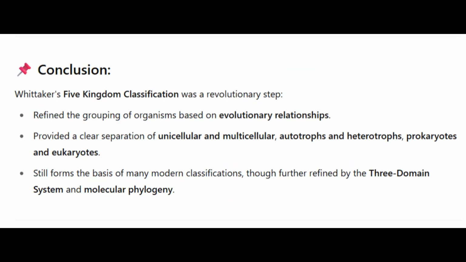Conclusion. Whittaker's 5-kingdom classification was a revolutionary step. Refined the grouping of organisms based on evolutionary relationships. Provided a clear separation of unicellular and multicellular, autotrophs and heterotrophs, prokaryotes and eukaryotes. Still forms the basis of many modern classifications, though further refined by the 3-domain system and molecular phylogeny.